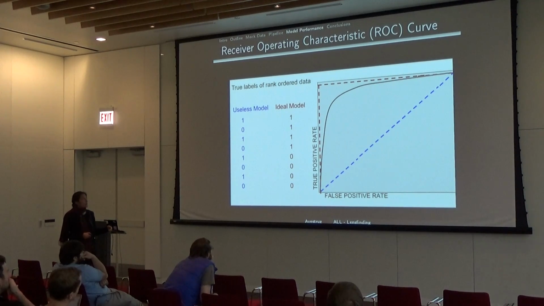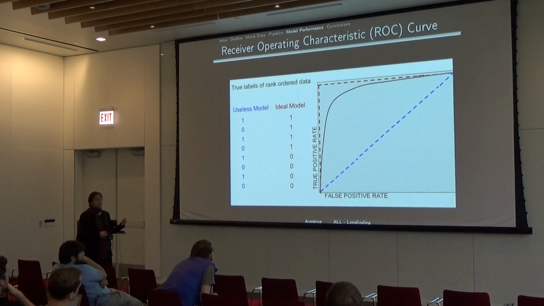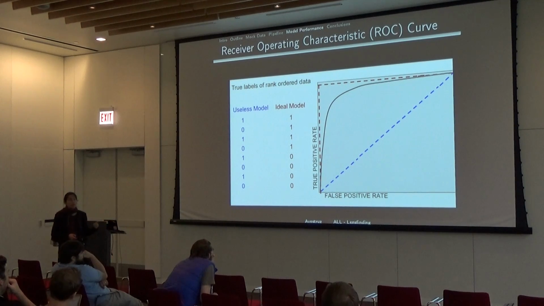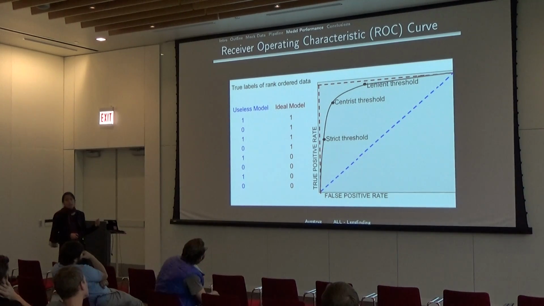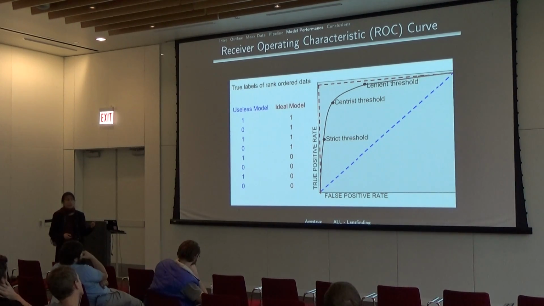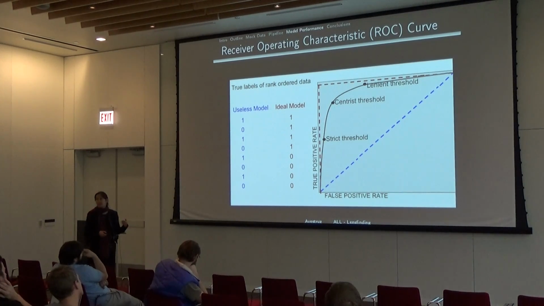And as I mentioned before, this is as a function of classification threshold. So your true positive rate and your false positive rate in classification will depend on the threshold that you choose given this area under the curve. A strict threshold would correspond to something around here, where you're saying, I really don't want that many false positives. A lenient threshold over here is where you're okay with more false positives so you can get more true positives. And a centrist threshold would be somewhere around the middle.